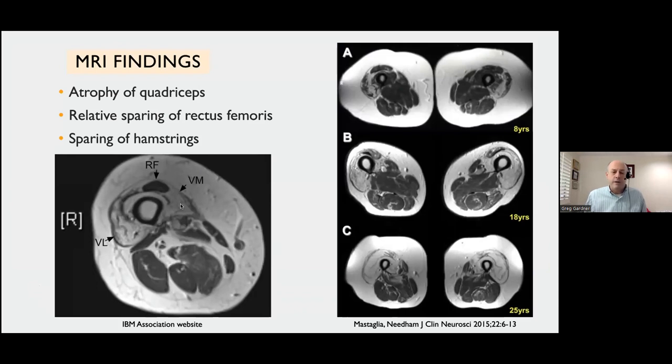This is a T2 weighted image showing you fat. And you can see in the other one over time, you see the fat replacement in the vastus lateralis, the vastus medialis, and eventually the rectus femoris as well, where the posterior muscles are spared. So Michael Weiss made a diagnosis simply looking at somebody's MRI scan and noticing these changes.